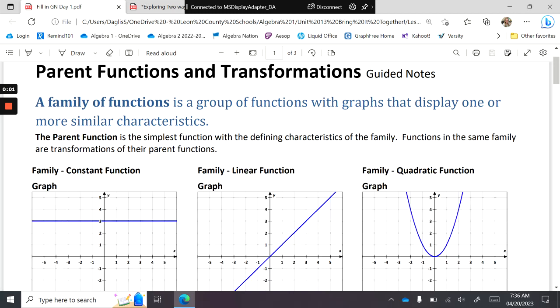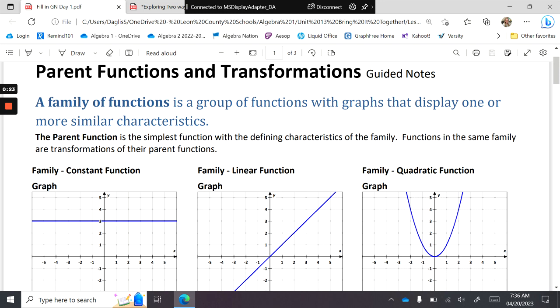All right, let's remember some parent functions. So a family of functions is a group of functions with graphs that display one or more similar characteristics. The parent function is the simplest function with the defining characteristics of the family. Functions in the same family are transformations of their parent functions.